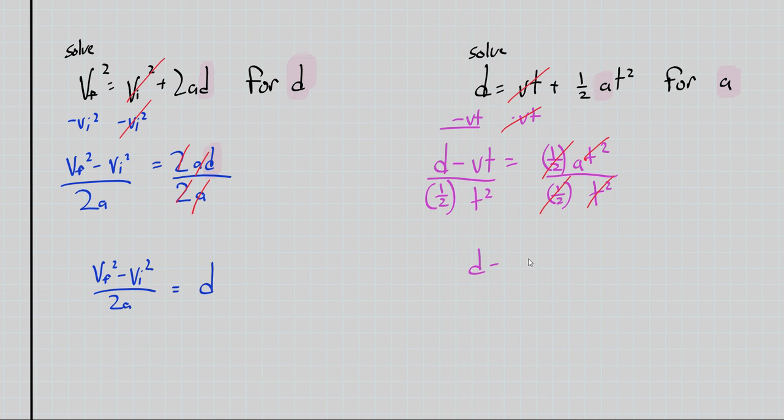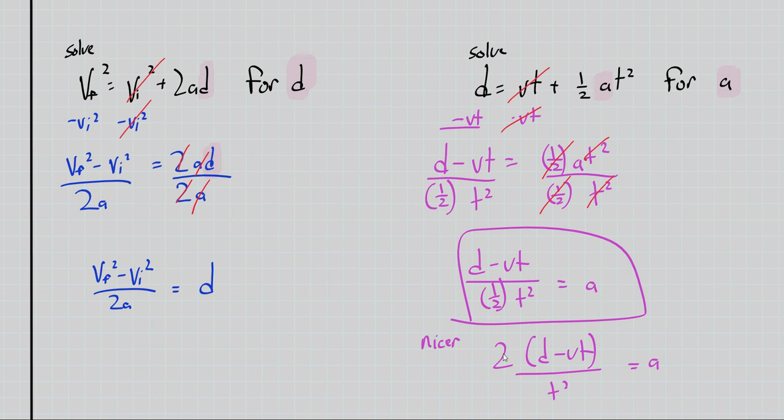And this is technically a correct answer here. This would get you full marks in this course. d minus vt over 1/2 t squared is equal to a. But dividing by 1/2 is really multiplying by 2. So, to be nicer, I would move that divide by 1/2 into a multiply by 2. And I would say 2 times d minus vt over t squared is equal to a. That'd be a little bit nicer. But this one is just fine.